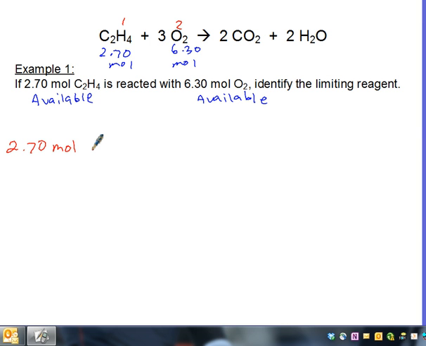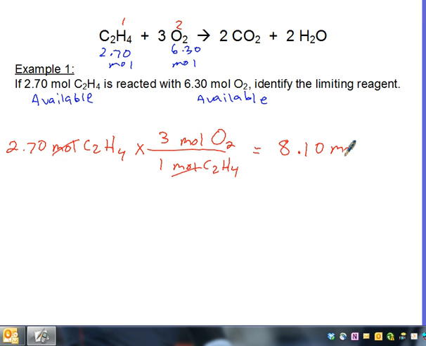2.70 moles of C2H4. We're going to use the mole ratio to convert that to moles of O2. It's going to be 1 mole of C2H4 on the bottom and 3 moles of O2 on top. So this is the mole ratio. Multiplied by 3, I should have about 8.10 moles of O2. This 8.10 moles of O2 is what is needed in order to fully react that 2.70 moles of C2H4.